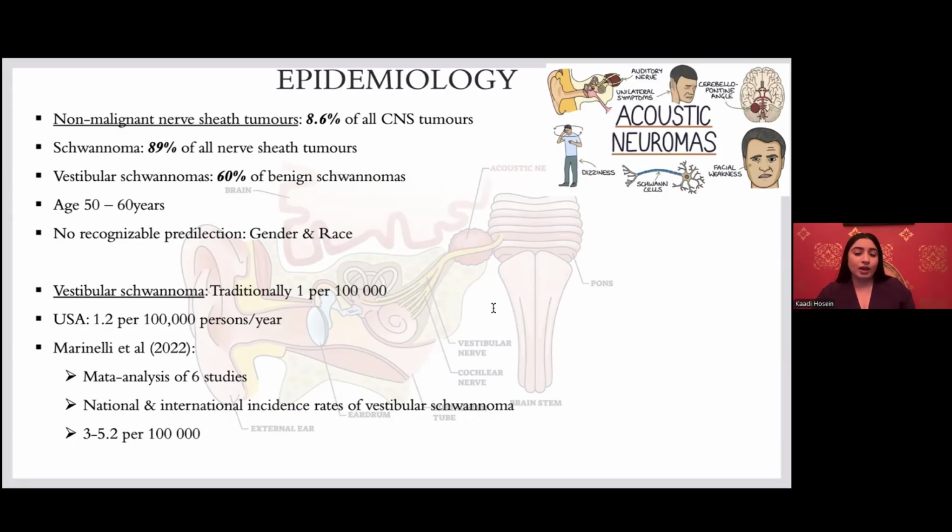In terms of the overestimates, they found one study by Marinelli et al. in 2022 that identified a rate of even 20.6 per 100,000 persons per year in patients over age 70 years.